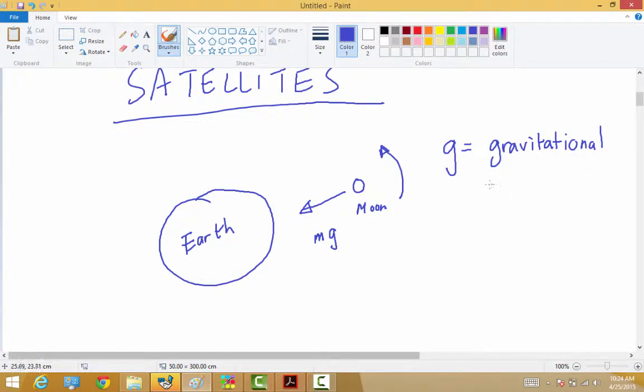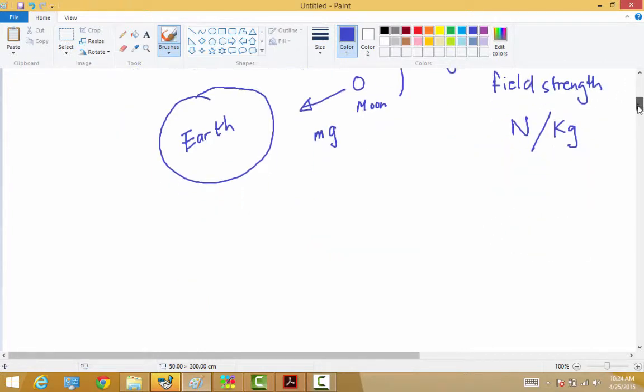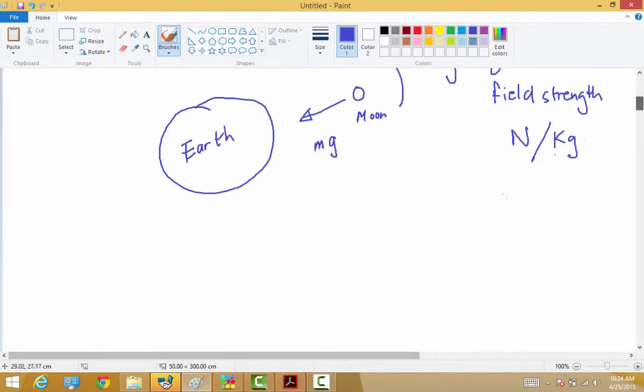So g stands for gravitational field strength, in terms of newtons per kilogram, and sometimes it's called gravitational acceleration.